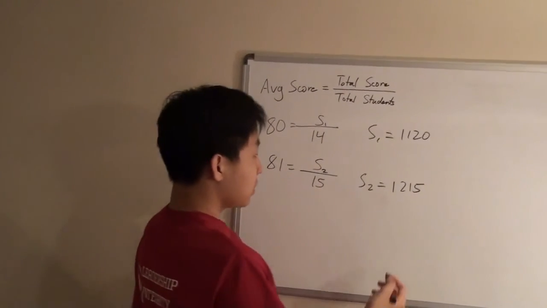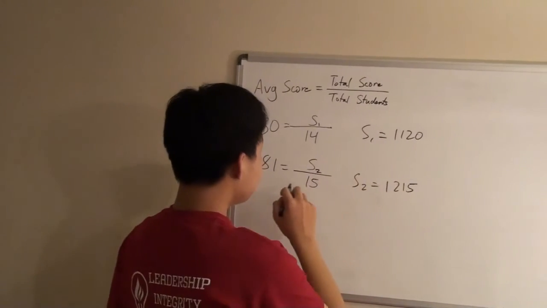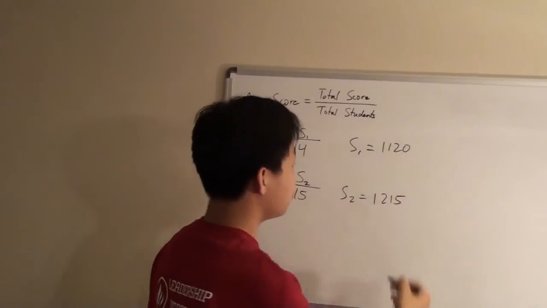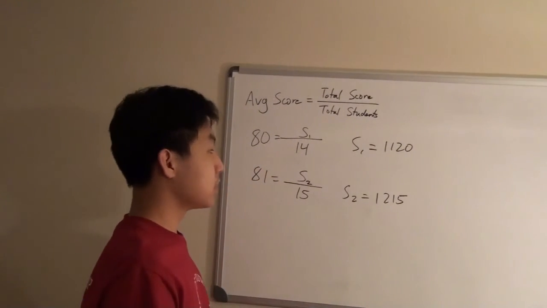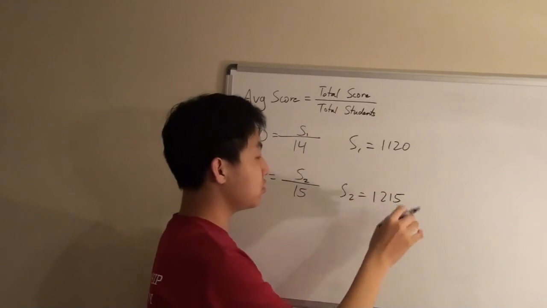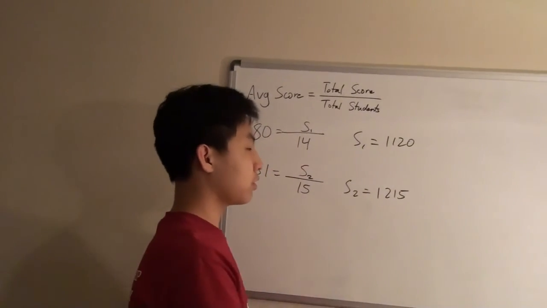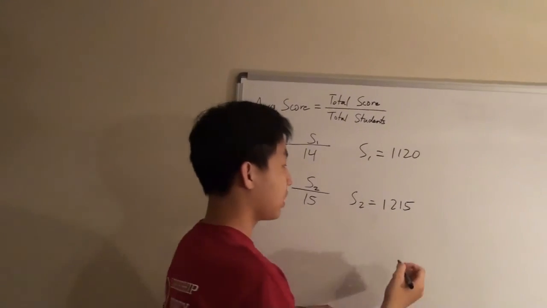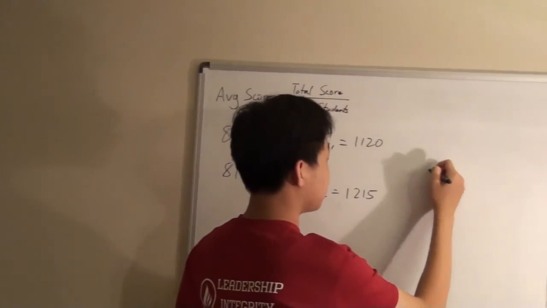So since Peyton was the deciding factor between these two total scores, that means all we need to do is subtract 1120 from 1215 to get Peyton's score. And doing so, we get 95.